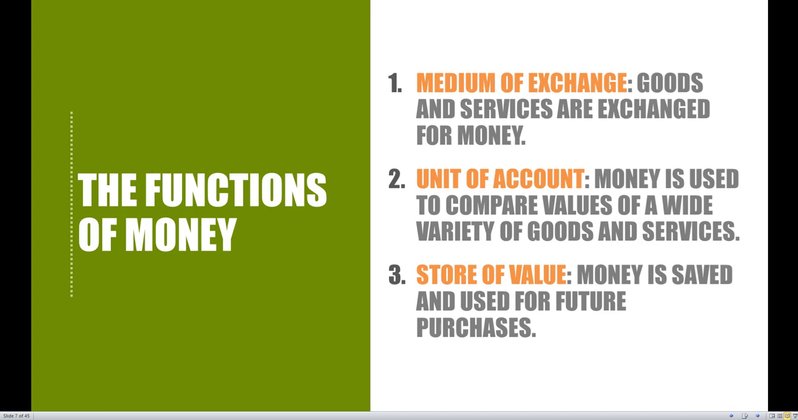Hitting on point number 3 just a little bit more, we want to go ahead and see a few of our different ways to store our wealth and hit on a characteristic of money that no other financial asset is going to have for us. So let's go ahead and take a look at a few different ways to store our wealth.